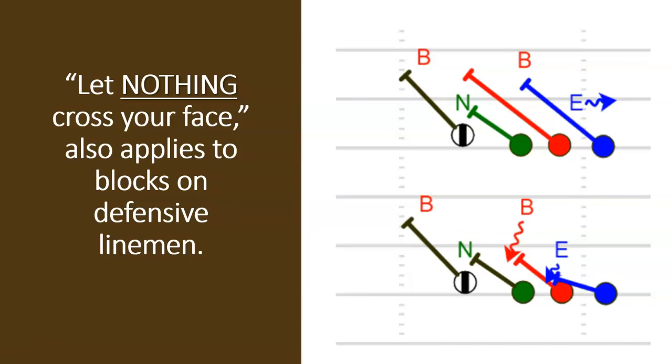All right, let nothing cross your face also applies to blocks on defensive linemen. Look here. Okay, this guy's in the gap. So I look at my rule. The tight end looks at his rule. My rule's gap down backer. Oh, look, there's a guy in my gap. Let's say he's quick as a cat. As soon as the ball's snapped, he flies outside. Do not bend and go get him. Stay on your track. We've got somebody coming.